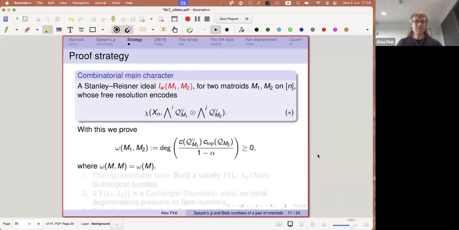So what I've said is more or less what's on the slide, except for the surprise that where before I had Q dual of M, some wedge power, tensor Q dual of M, some wedge power, now I've taken two different matroids, M1 and M2 on the same ground set N, and I'm tensoring a wedge power of one with the wedge power of the other. Why would I do that?